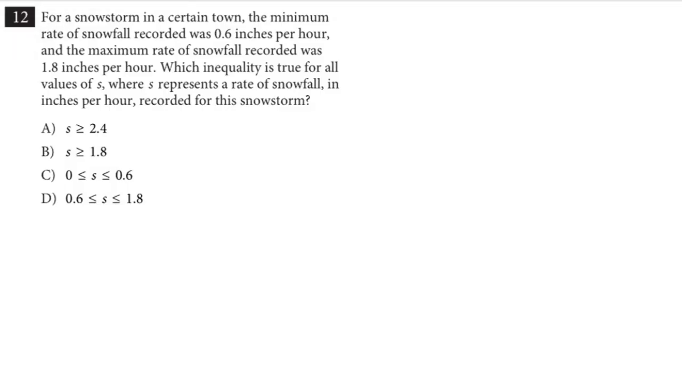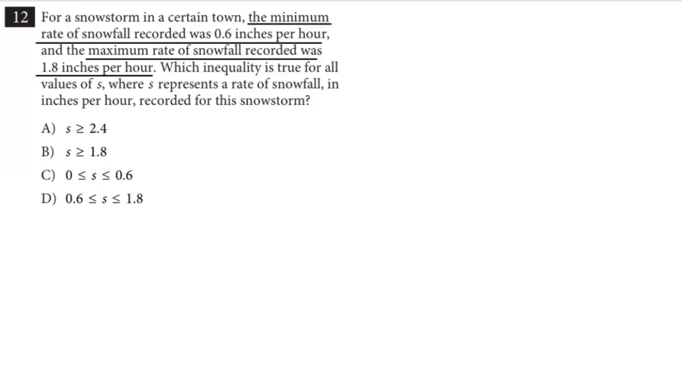Question 12. For a snowstorm in a certain town, the minimum rate of snowfall recorded was 0.6 inch per hour. And the maximum rate of snowfall is 1.8 inch per hour. So the minimum and maximum are given.